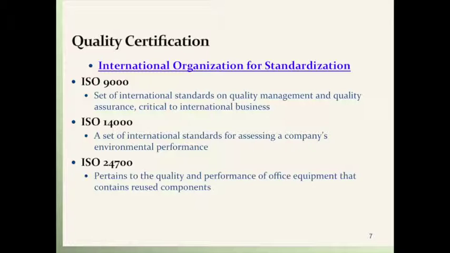A company is ISO 9000 certified, and this is a set of international standards on quality management and quality assurance. ISO 14000 is a set of international standards for assessing a company's environmental performance. And then ISO 24700, and this is the quality of office equipment that contains reused parts.